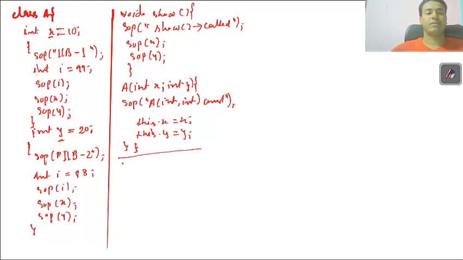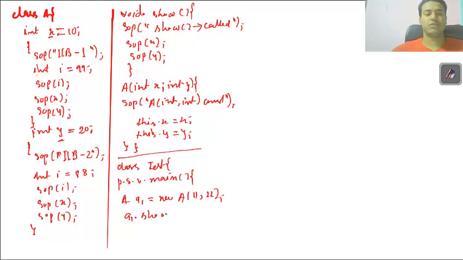Now you have a class Test having the main method, public static void main. Inside the main method, I'll create an object of A with the two-argument constructor, with values 11 and 22. So A1 is new A of 11 and 22, and then you say a1.show. This is over, and this is the output we're going to get.